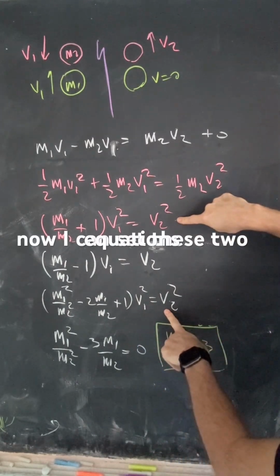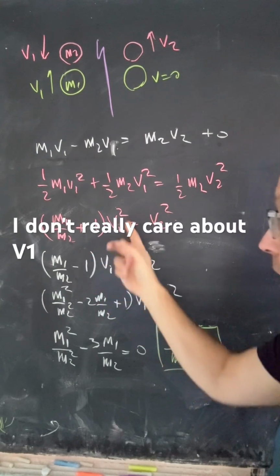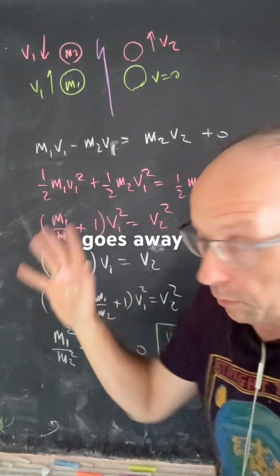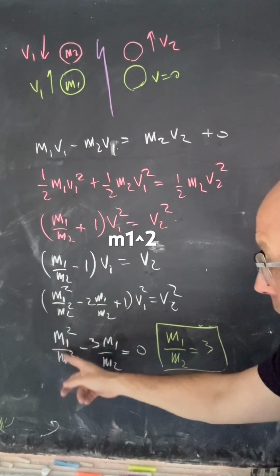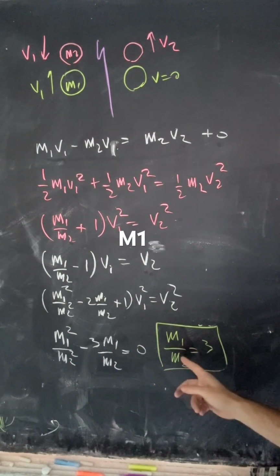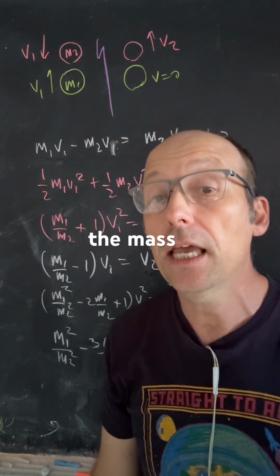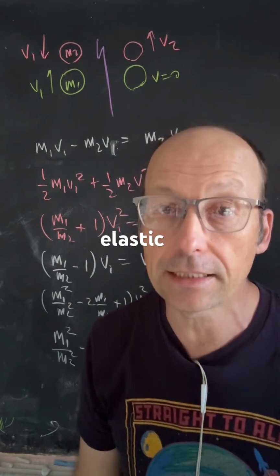Now I can set these two equations equal to each other. That's equal to that, and then I can solve for, I don't really care about v1 squared, it goes away, and I get m1 squared over m2 squared minus 3 m1 over m2 is 0, or m1 over m2 is 3. 3 times the mass if it's a perfectly elastic collision.